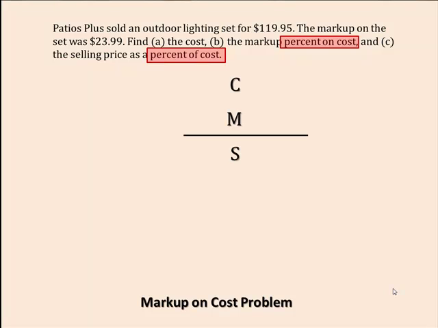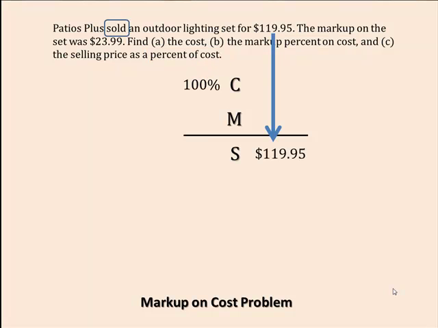So let's put up our little diagram, and the first thing we want to fill in is the percent of cost tells us that the cost is 100%. We also see that Patios Plus sold the lighting set, so the $119.95 goes next to the S, or the sales, in our diagram. We then see that the markup is $23.99, so we fill that in.